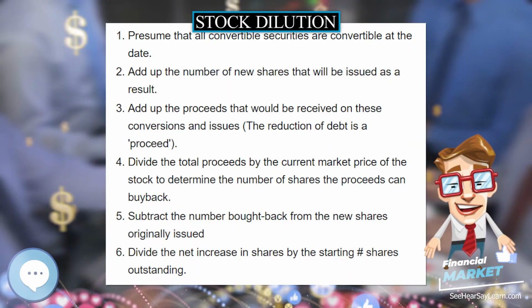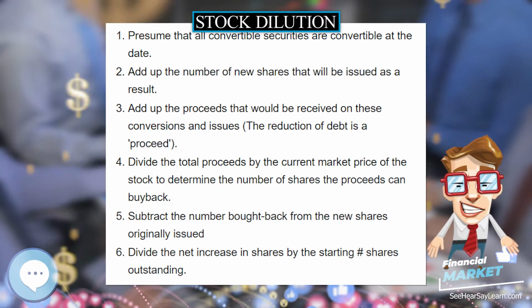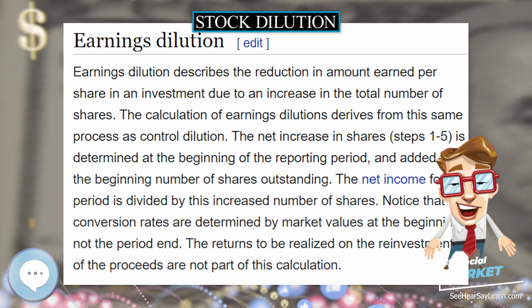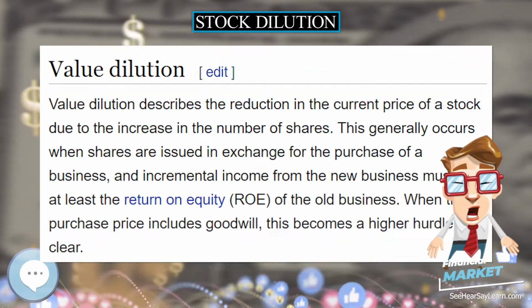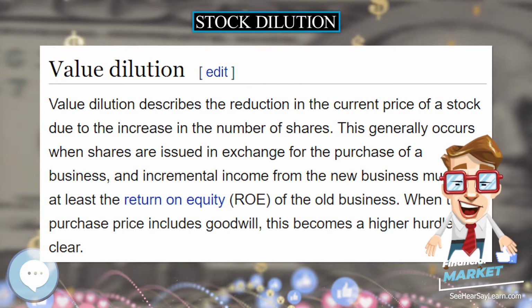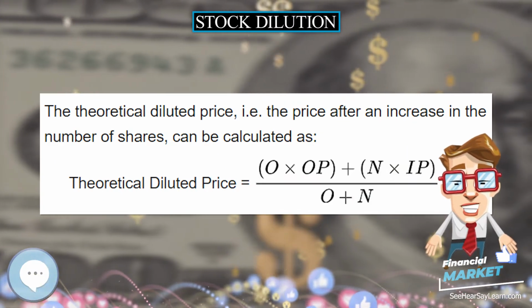The net income for the period is divided by this increased number of shares. Notice that the conversion rates are determined by market values at the beginning, not the period end. The returns to be realized on the reinvestment of the proceeds are not part of this calculation.